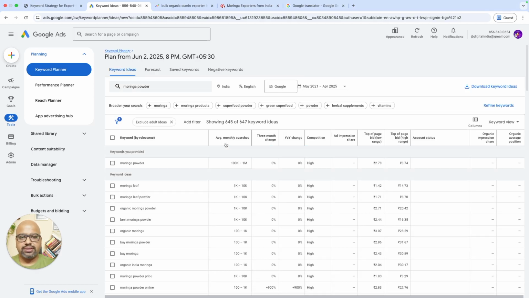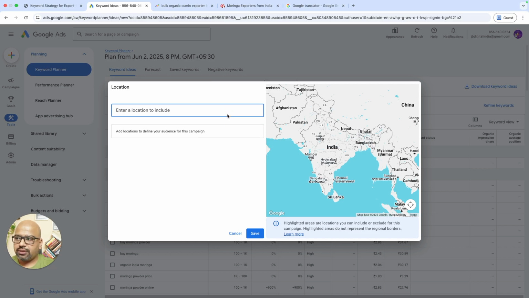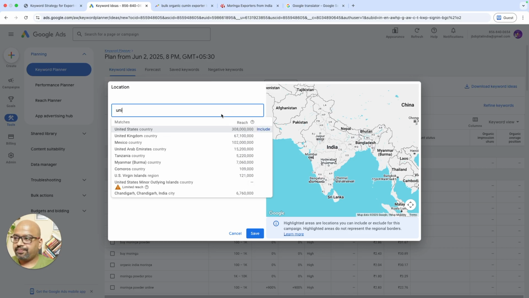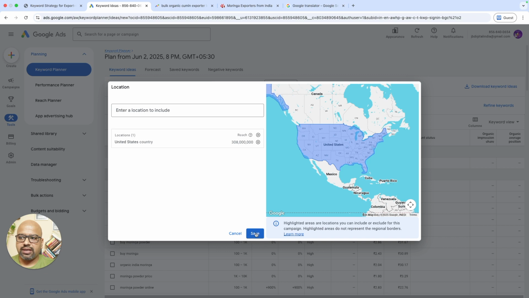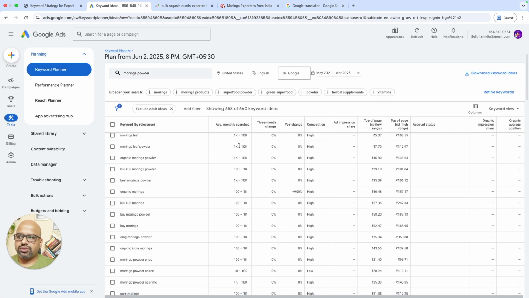The thing here is, you need to look at the location. Are you targeting India? Because you are an exporter, you're not going to target the Indian market. So I'll take this off and put in United States. That's my target market. So I'll include that and search for it. Okay. So these are all the keywords.